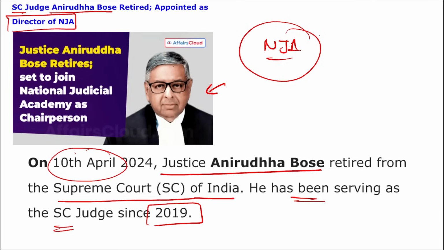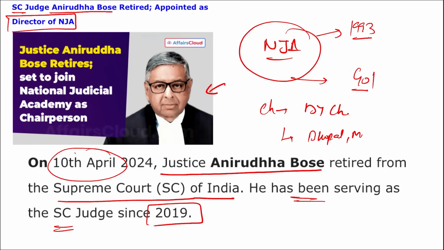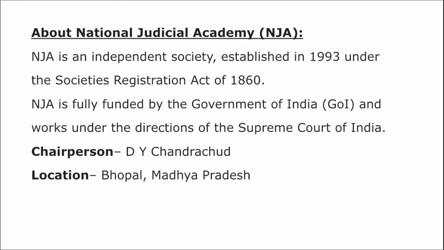Right, take a note of this. If we talk about NJA only, as we just saw, this is an independent society. It was established in 1993 under the Societies Registration Act of 1860. NJA is fully funded by the Government of India and works under the directions of the Supreme Court of India. Who is the chairperson here? D.Y. Chandrachud. It is located in Bhopal, Madhya Pradesh. NJA, National Judicial Academy.